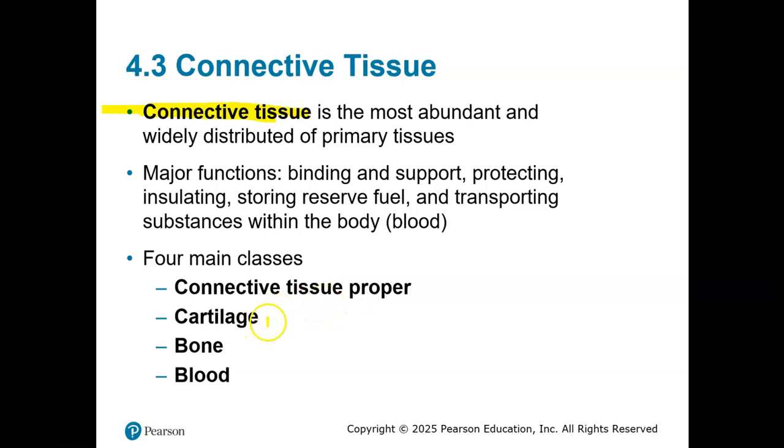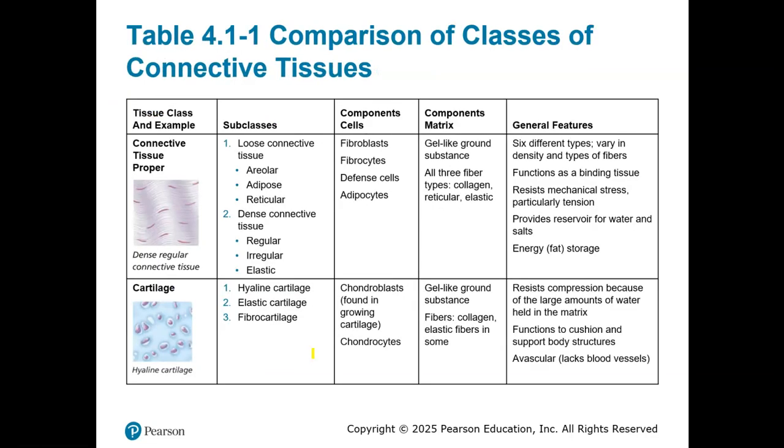And then we have specific names for cartilage, bone, blood, and there's also lymph that's not listed here. But the fluid connective tissues are blood and lymph. And then the solid connective tissues are bone and cartilage. And all the other connective tissue is called connective tissue proper.